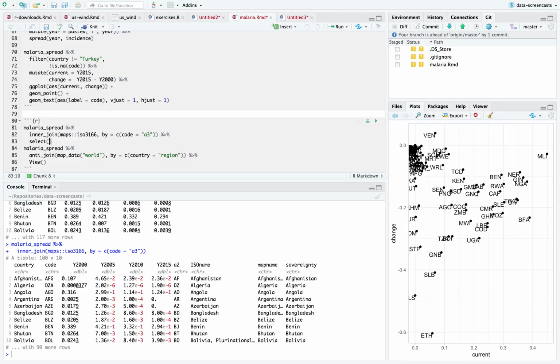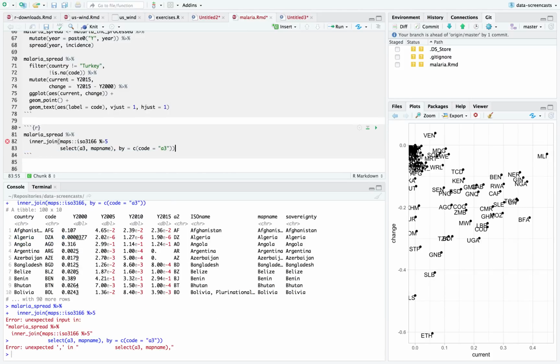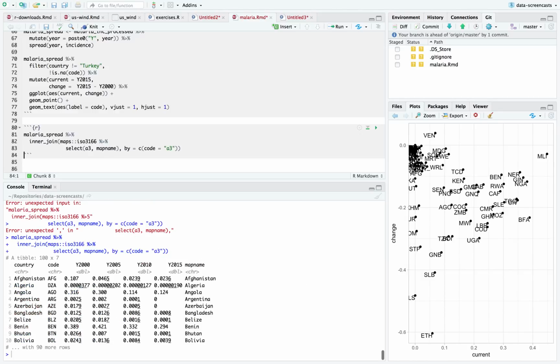So now I can select, when I join it, I'm going to join it only with the A3 and the map name. I don't actually really need any of the other columns. Oops. This data's all over the place. Oops. There. Okay, so now I've got a map name.